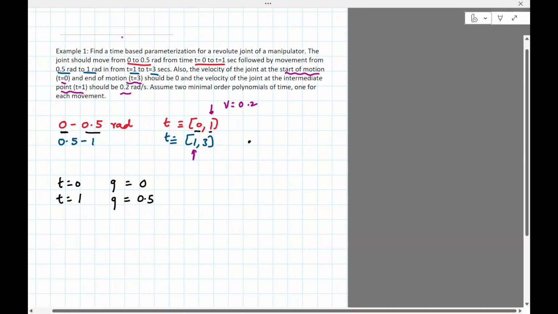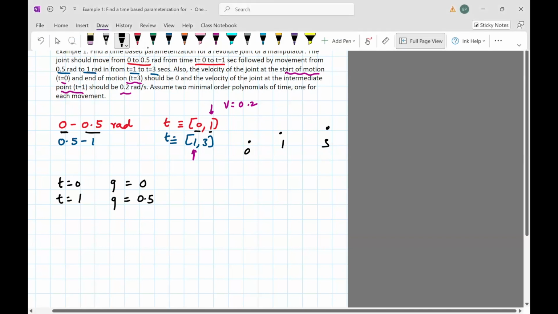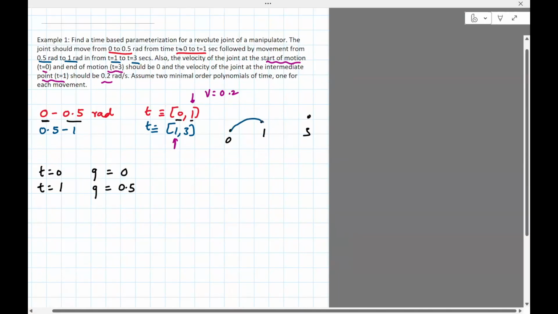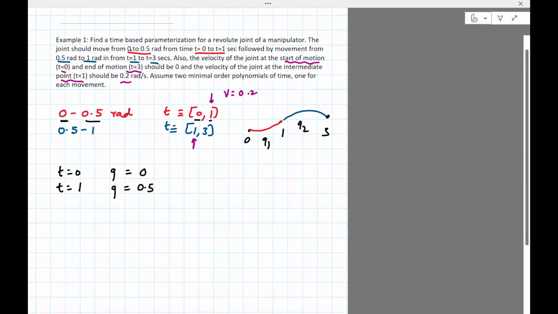Okay, so there's 0, 1, and then 3. And then what we want here is we want to fit a curve here, and then fit a curve like this, and then another curve like that. So let's call this one q1, and let's call this q2. So q1 at t equals 0 is 0, and 0.5 at t equals 1, okay, we got that. Now let's see what other conditions are specified. Also, the velocity of the joint at the start of motion is 0. So at t equals 0, q1 dot equals 0.